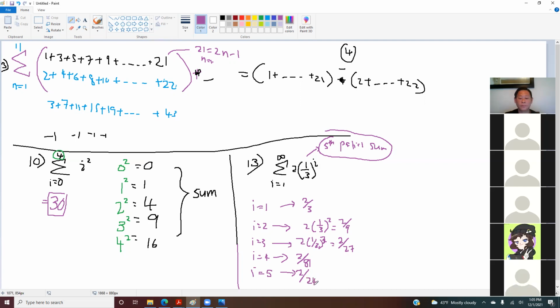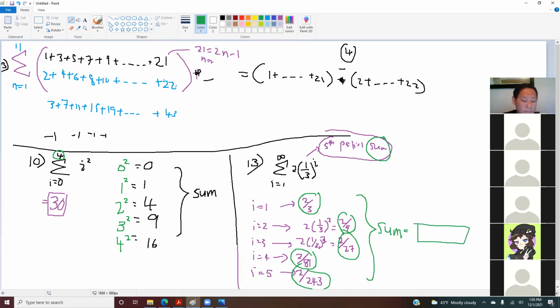243. And the word sum is involved, so you will have to take all these icky fractions and sum them. You get your calculator and add all this. And that's what we call the fifth partial sum in this case. You guys know to use a calculator here.